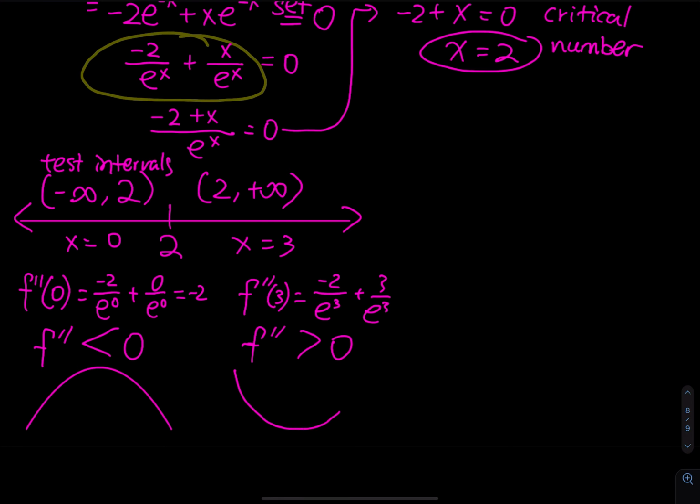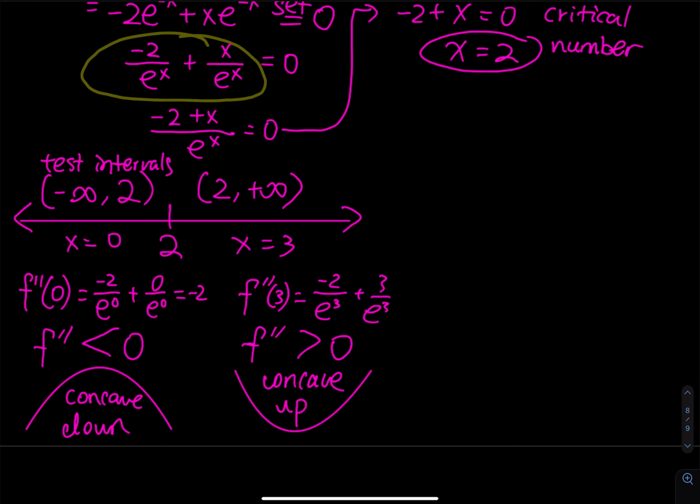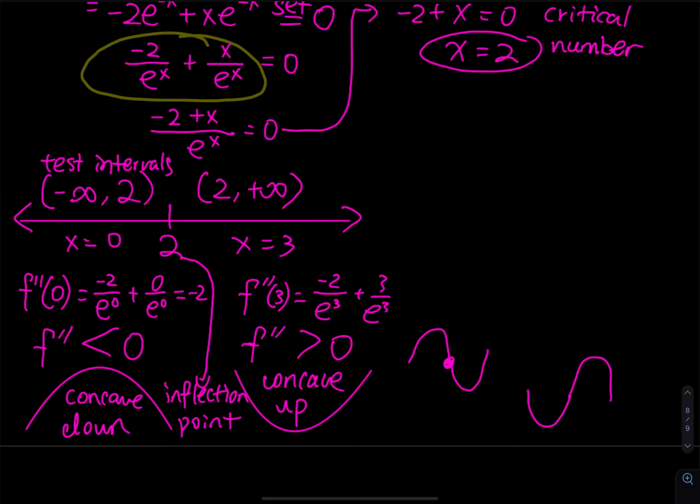So let me just draw a parabola. So this is concave down, and then concave up in this interval. So from concave down to concave up, x equals 2 is called an inflection point. What is an inflection point? An inflection point happens where the concavity changes. Let's say we have concave down and then concave up, this is an inflection point. Let's say we have concave up and then concave down. This is where the concavity changes, and we call that an inflection point.